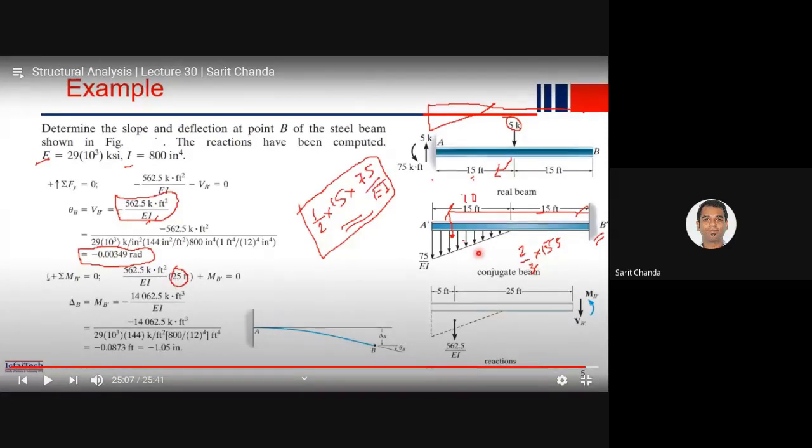Rajashekar, I'll come to you. I'm just speaking with Shashidhar first, then I'll come to you. That time you can answer.